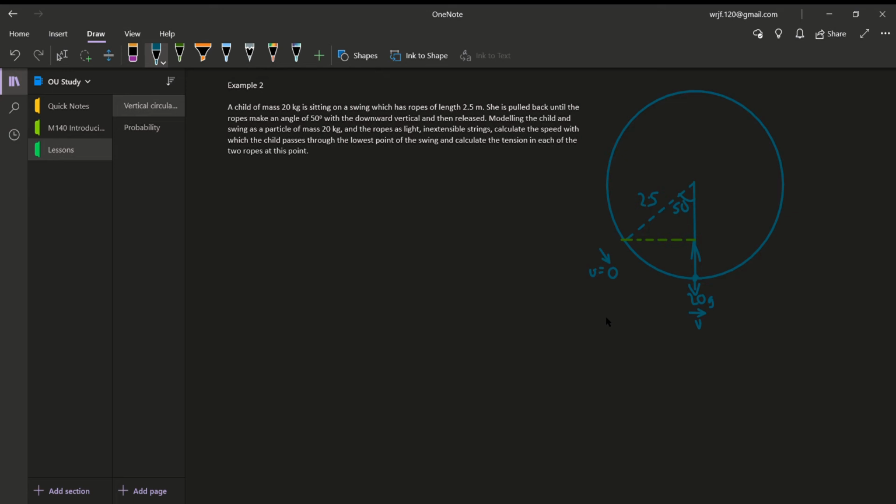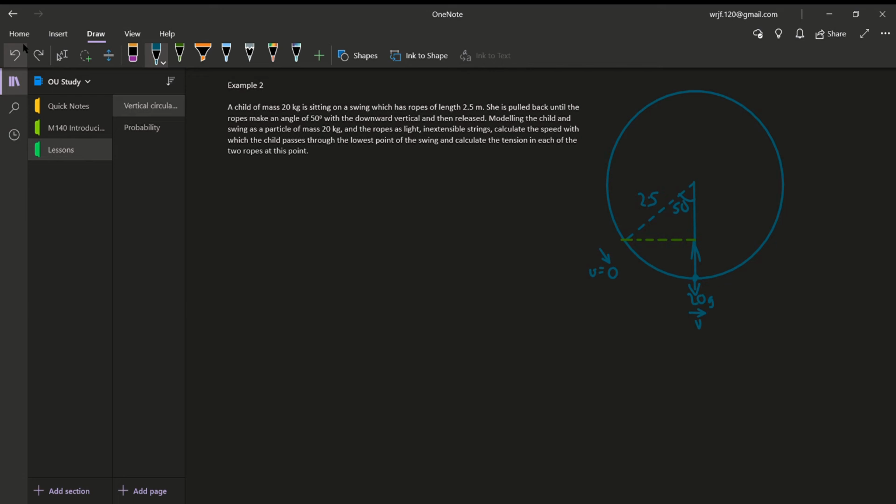The implication here, which I've put on the diagram, of it being released is that we're starting with u equals 0. There are a couple of modelling bits of information there as well, and essentially what we've got to do is calculate the speed at the lowest point of the swing and the tension in each of the 2 ropes at this point.